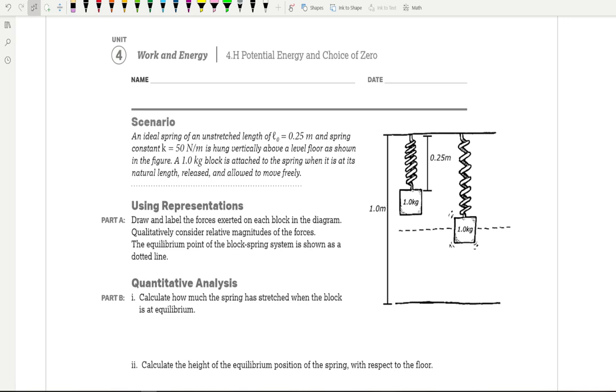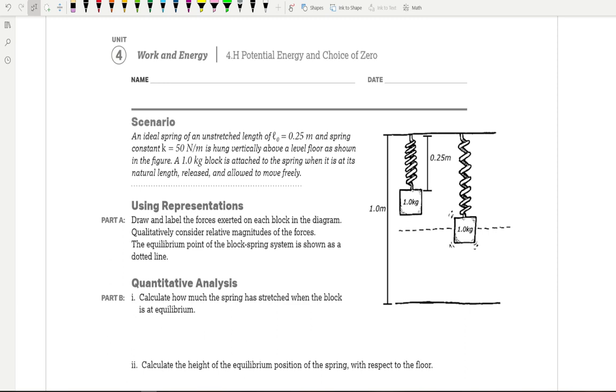AP Physics, this is Unit 4, going to be from the student workbook 4.h, potential energy and choice of zero. The scenario goes as follows. An ideal spring of an unstretched length of L naught equals 0.25 meters, and spring constant k equals 50 newtons per meter is hung vertically above a level floor as shown in the figure A.